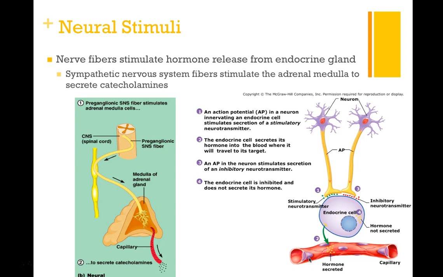Now let's talk about neural stimuli. We have nerve fibers that can stimulate hormone release from specific endocrine glands. The example here that we are going to mention involves our sympathetic nervous system, remember fight or flight, and also our adrenal gland, specifically the adrenal medulla.